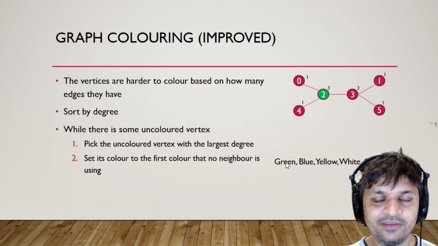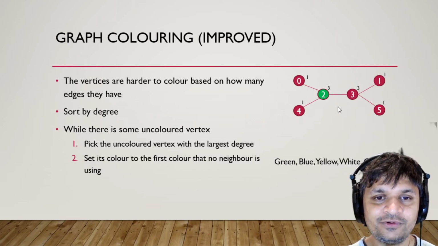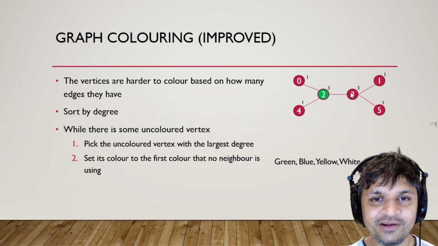Okay, then the next iteration is going to say pick the uncolored vertex with the largest degree, and now that's vertex 3. Okay, so our options are green and blue, but green is taken, so we're going to color it blue.